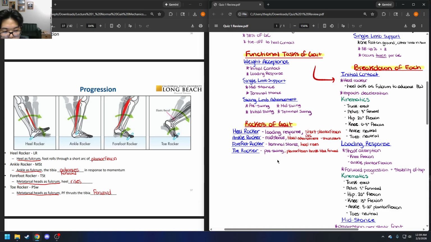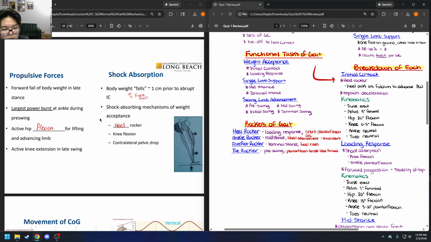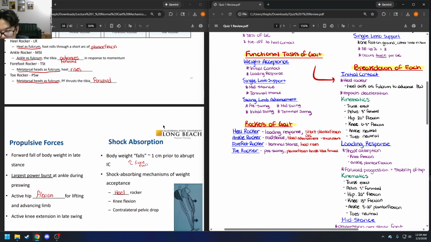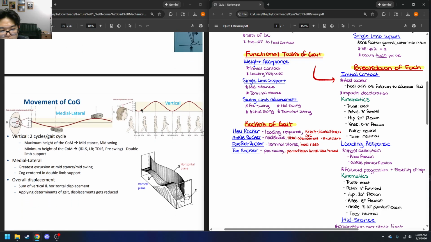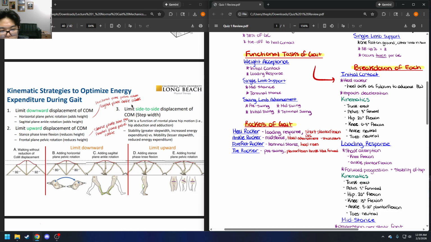And the last one we have is toe rocker. So we're still on the metatarsals, but now we have it in our pre-swing phase, and this is when that plantar flexion is going to thrust our tibia forward. And that's basically it. Just more information on propulsive forces and shock absorption during the actual gait cycle, and on kinematic strategies for optimizing energy expenditure during gait.